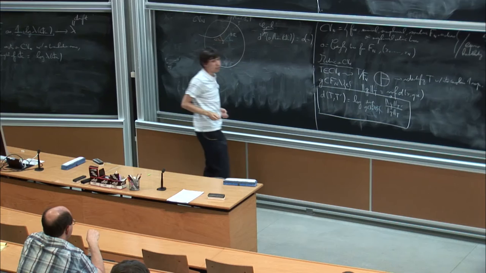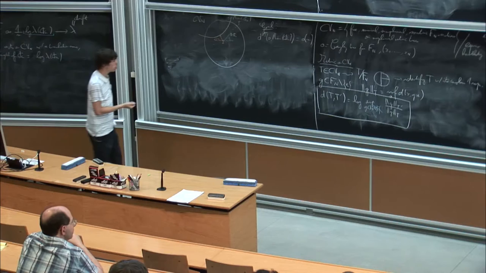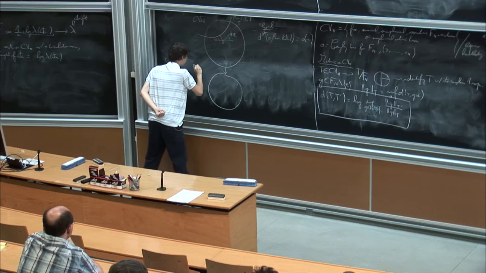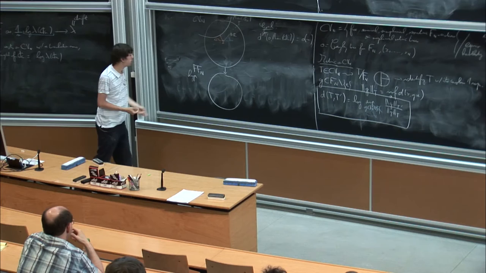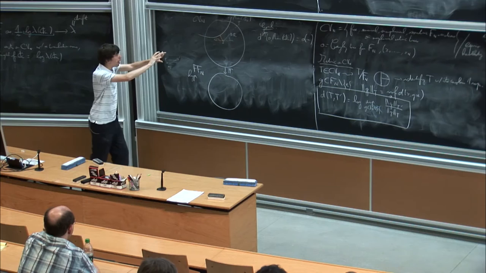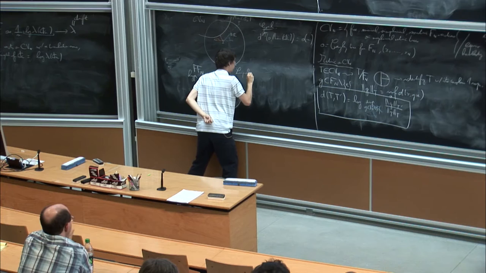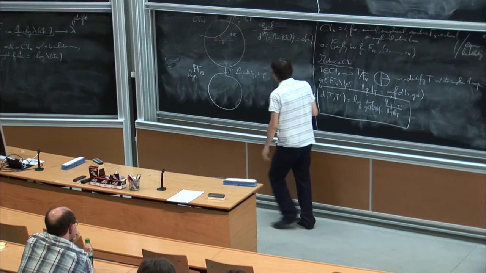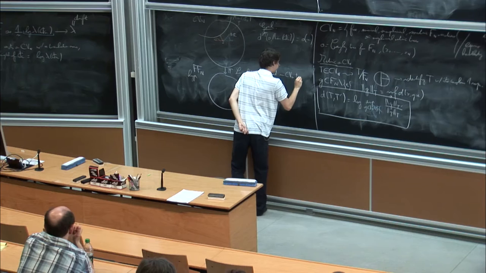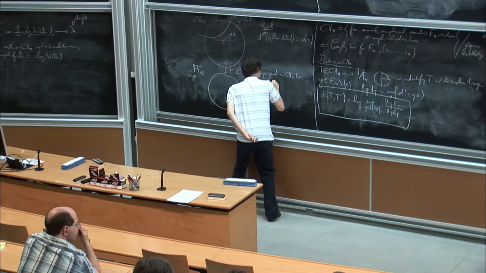And as I said, the strategy is going to be to use the fact that Out(Fn) also acts on the free factor complex, which is a hyperbolic simplicial complex. Hyperbolicity was proved by Bestvina and Feighn. And in addition, you have a well-behaved projection map from outer space to the free factor complex, which is coarsely Lipschitz, and sends a good collection of geodesics in outer space to quasi-geodesics in the free factor complex, maybe up to reparametrization.